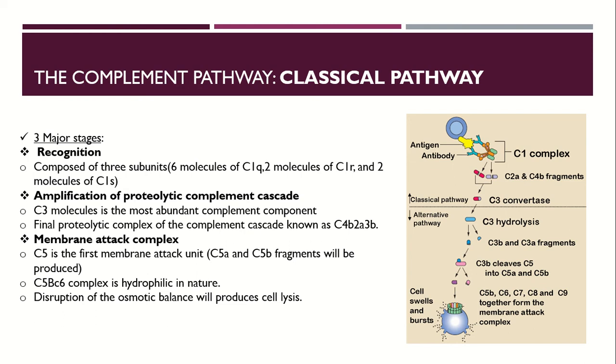For additional information, the classical pathway is the first activation cascade to be described among the three. The principal components of the classical pathway are C1 through C9. The classical pathway has three major stages: the recognition, amplification of proteolytic complement cascade, and the membrane attack complex. In the recognition stage, the recognition unit is the C1 complex, which is composed of three subunits: 6 molecules of C1q, 2 molecules of C1r, and 2 molecules of C1s.